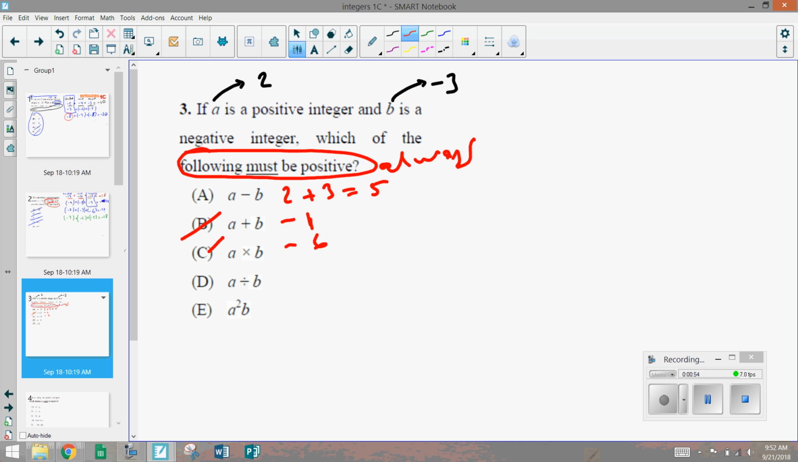We're looking for the positive one. It's gone. A over B, 2 over negative 3. Result is negative, right? Negative 2/3. A squared. A is 2. 2 squared is equal to? B is equal to negative 3. Negative 12. It's gone. Answer is A.